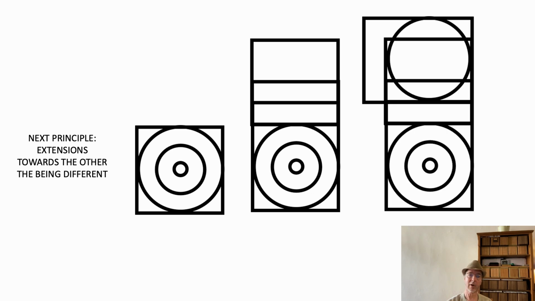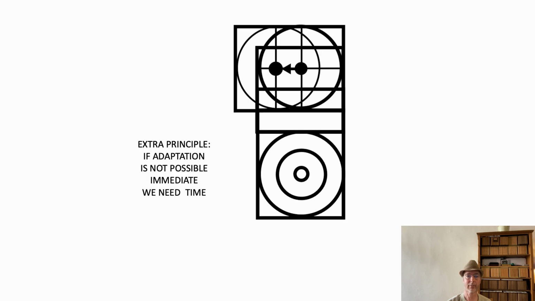But of course, the other is not always immediately available within our reach, and it is possible that it is not within our reach, and then we have a problem because we can't make the connection immediately. And if we can't, there's an extra principle that we can use.